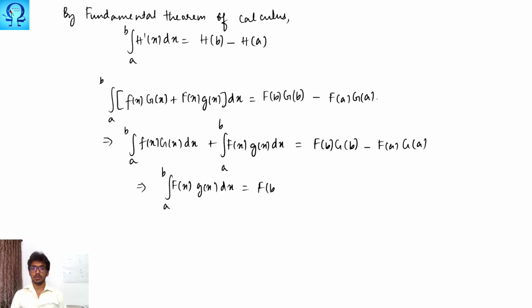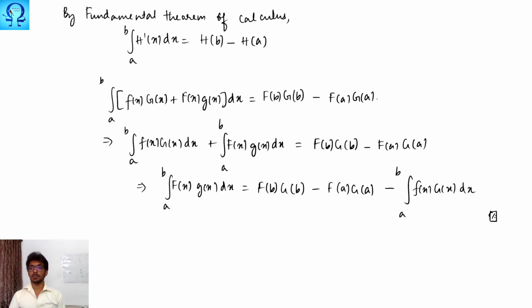That gives you the integral from a to b of big F of x small g of x dx is big F of b g of b minus big F of a g of a minus the integral from a to b of small f of x big G of x dx, and this completes the proof, right?